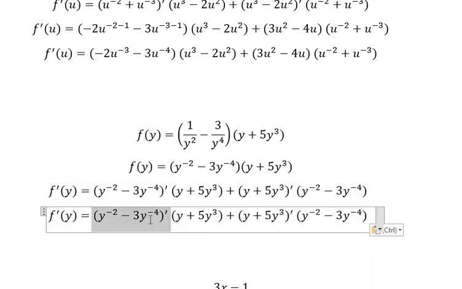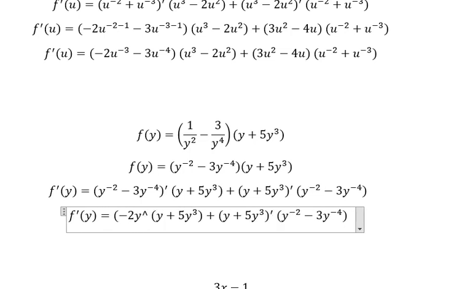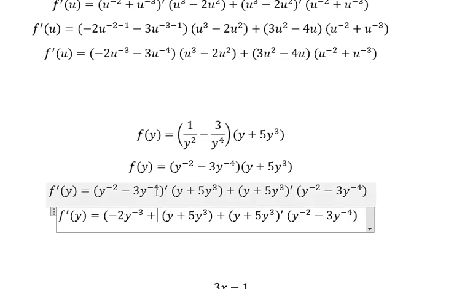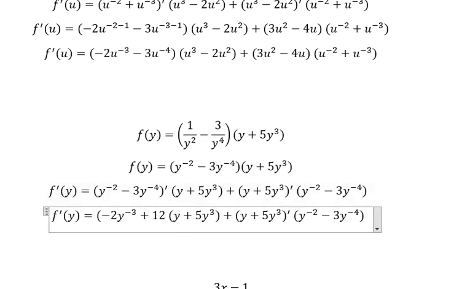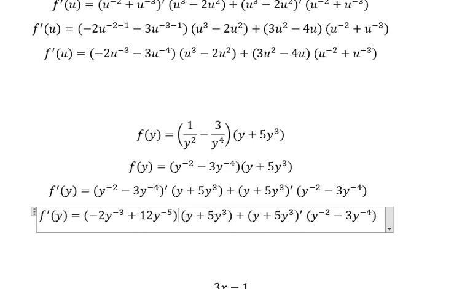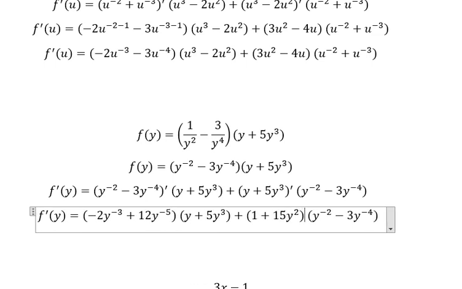And this one, we have negative number 2, y to the power of negative number 3, plus negative number 4 multiplied by negative number 3, we have 12. And we have negative number 5. This one, we have 1 plus 15y squared. And that is the final answer.